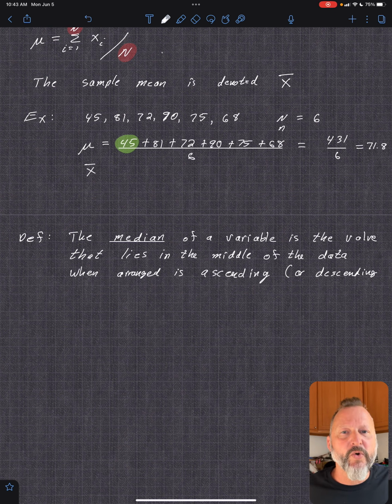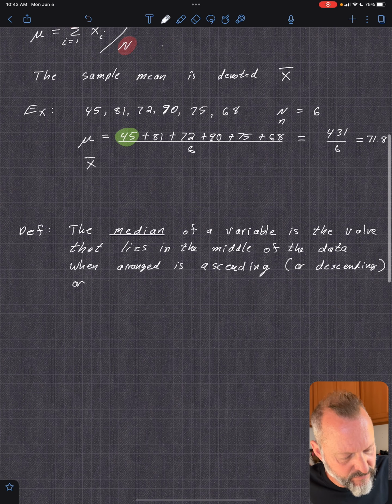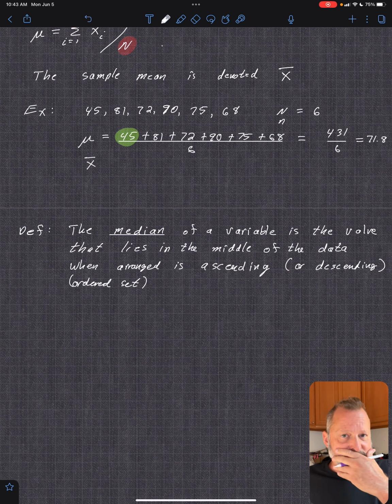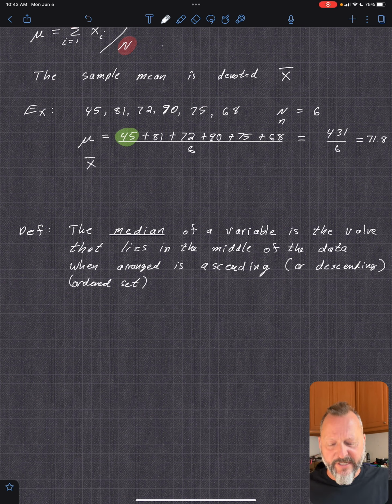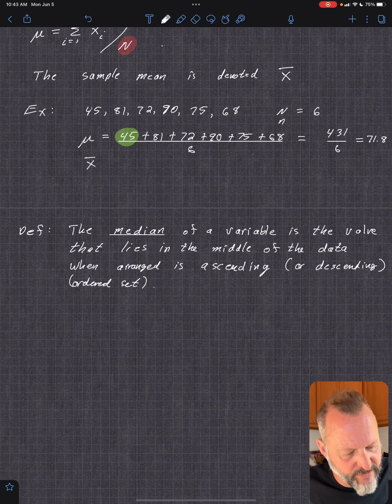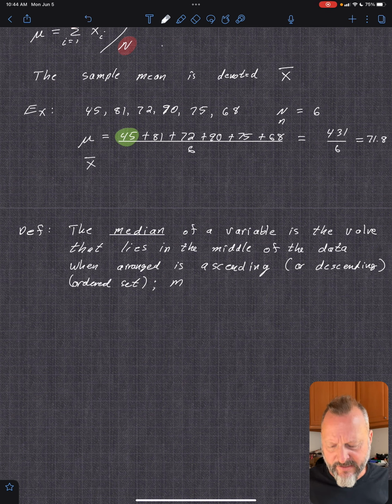It's basically an ordered set, is the way we would say that. It's ordered from left to right usually, but this says ascending or descending. It doesn't matter whether you do that, but usually you go left to right, so you go less to greater. Okay, and we'll use M for the median. I'm not sure that's standard for everything.